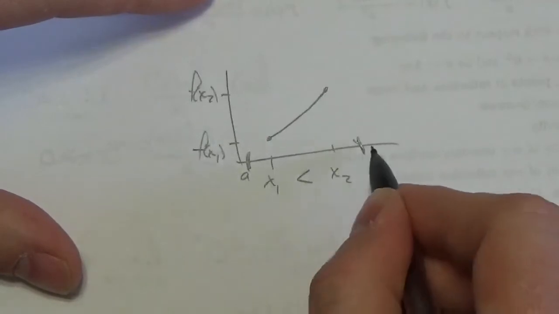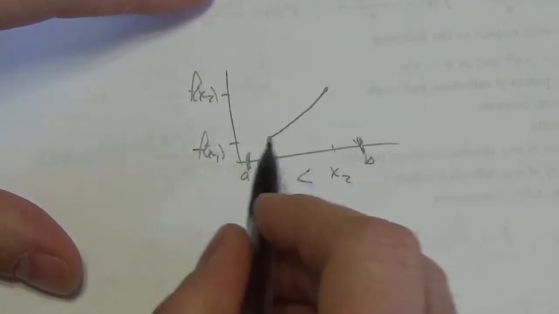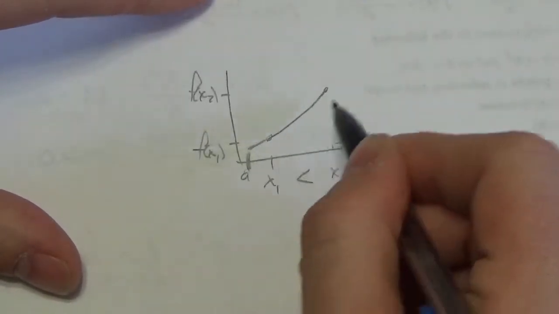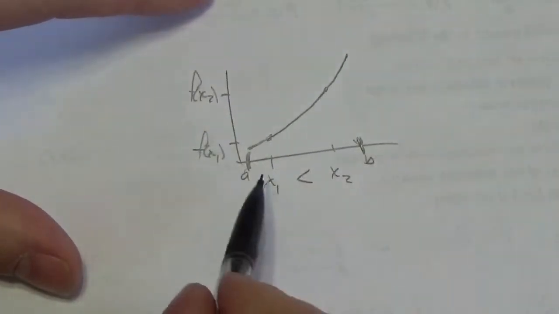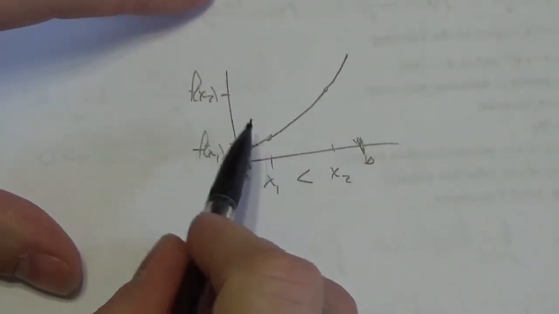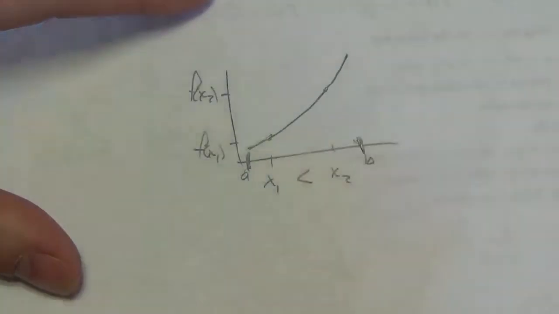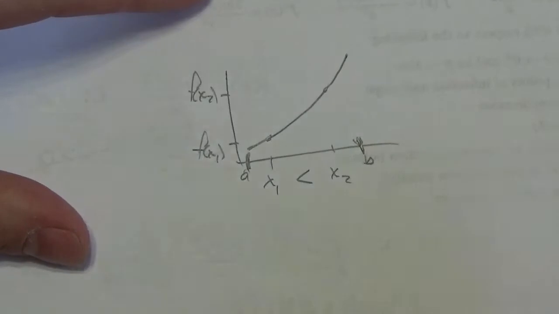So here's my A, here's my B. It doesn't matter what values of x I pick in that interval; if I pick two of them, and x1 is less than x2, then f of x1 is less than f of x2. That means it's going up, and I think that's pretty clear.